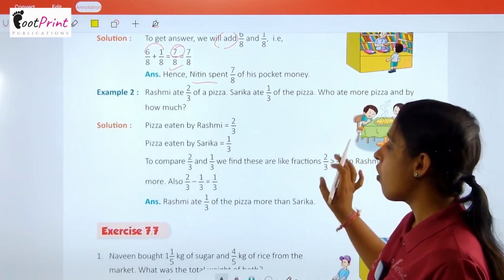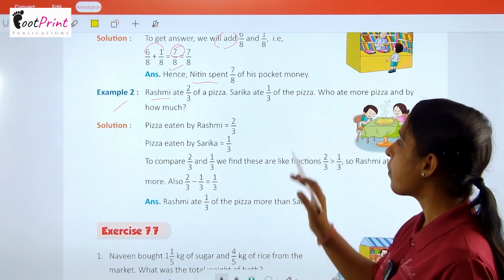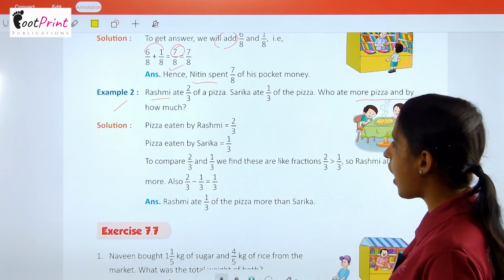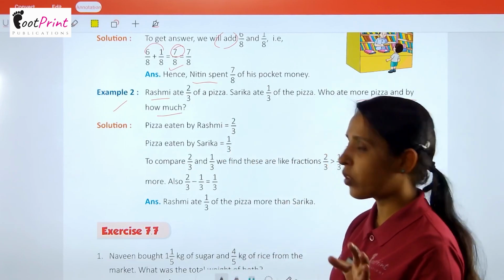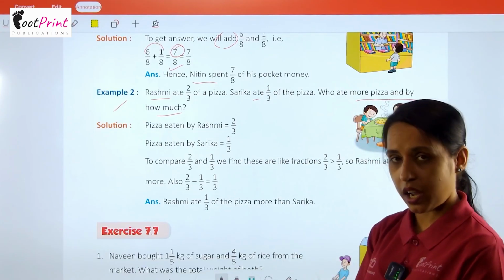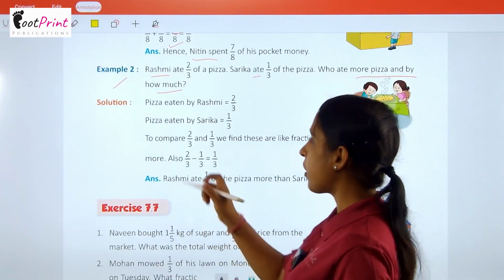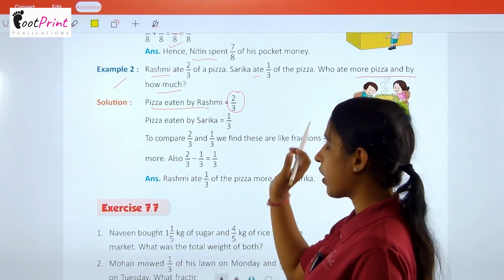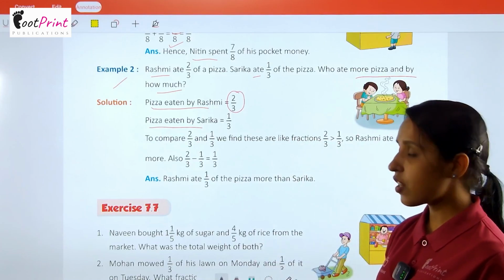Okay, now we will solve example number 2. Here Rashmi ate 2/3 of a pizza and Sarika ate 1/3 of the pizza. Who ate more pizza and by how much? So Rashmi ate 2/3 part of the pizza and Sarika ate 1/3 part. We have to tell who ate more and how much more. So we will write statements. Pizza eaten by Rashmi is 2 by 3, which means 2/3 part of the pizza. Pizza eaten by Sarika is 1/3.